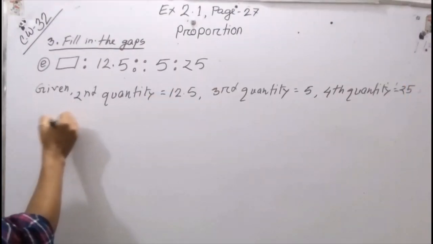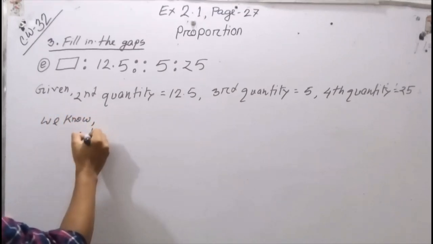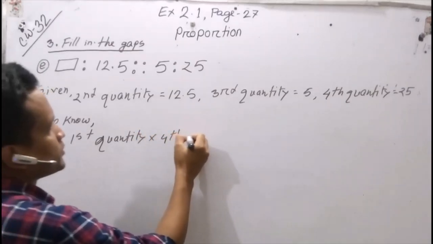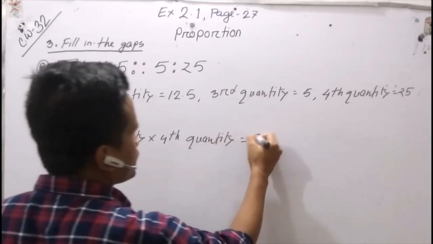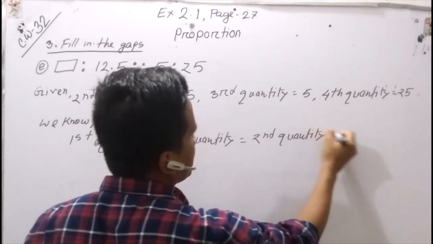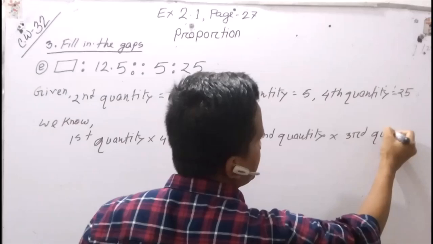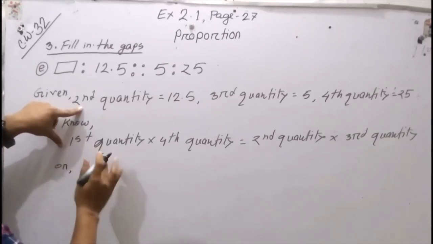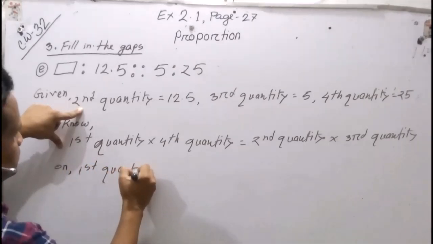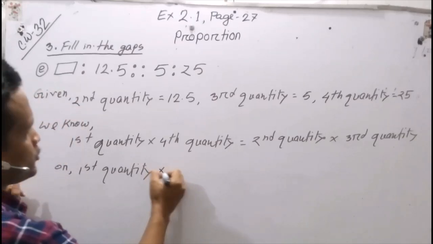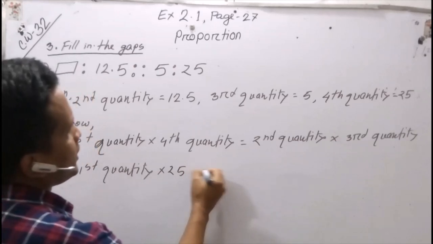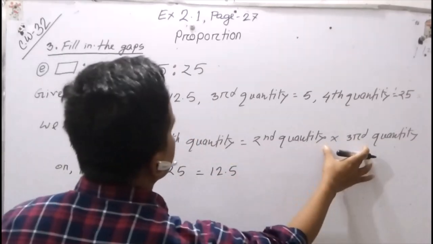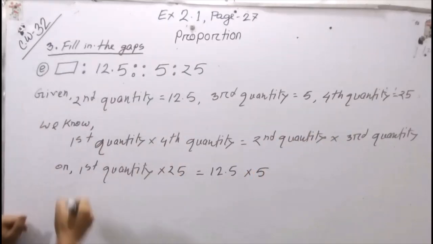So can you tell me the statement which you have already written? First quantity into fourth quantity is equal to second quantity into third quantity, right? Now put the values, just place the values. First quantity you have to find out. So write first quantity into 25, right? Second quantity here 12.5 into third quantity 5, right?